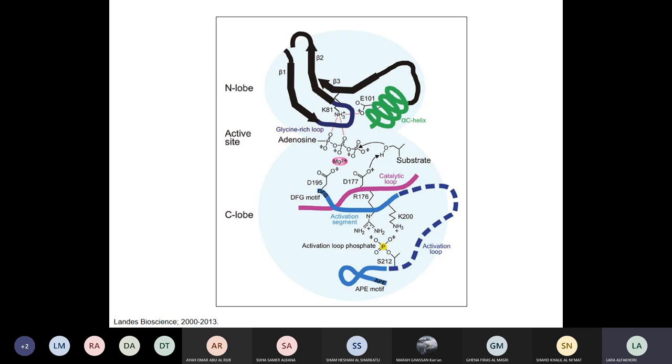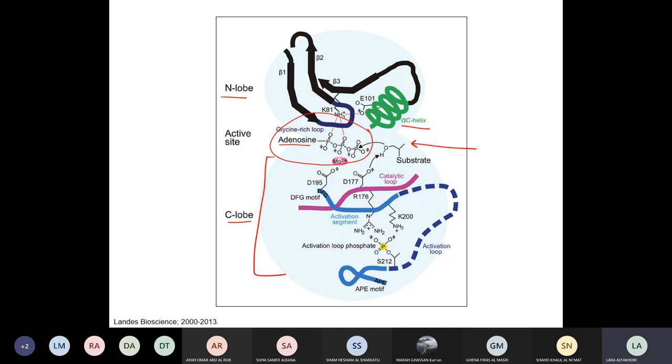Where is the N lobe? Yeah, it's this one that is shown, let's say, in black. And this is the alpha helix, all right? And this part in here is the C lobe. This is what is known as the, let's say, hinge region, or the active site where the ATP binds in. This is the adenosine part of this ATP, and these are the three phosphates.